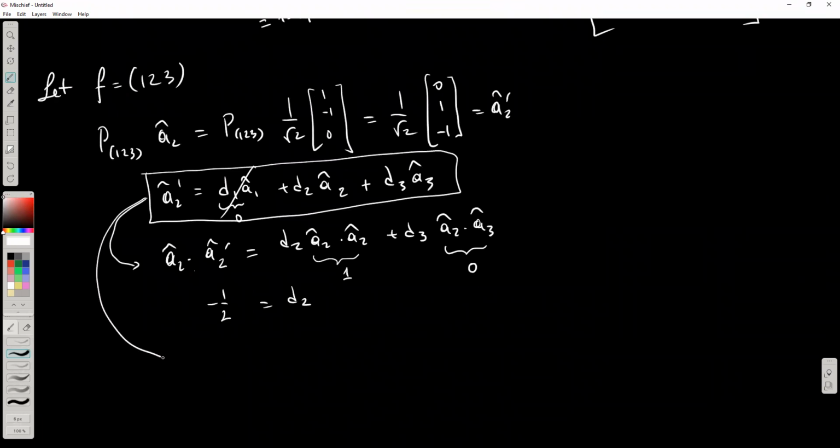So in that case, I'm going to take this equation and this time take the dot product with A3. So it's the same equation, but this time I'm taking the dot product of each term with A3.